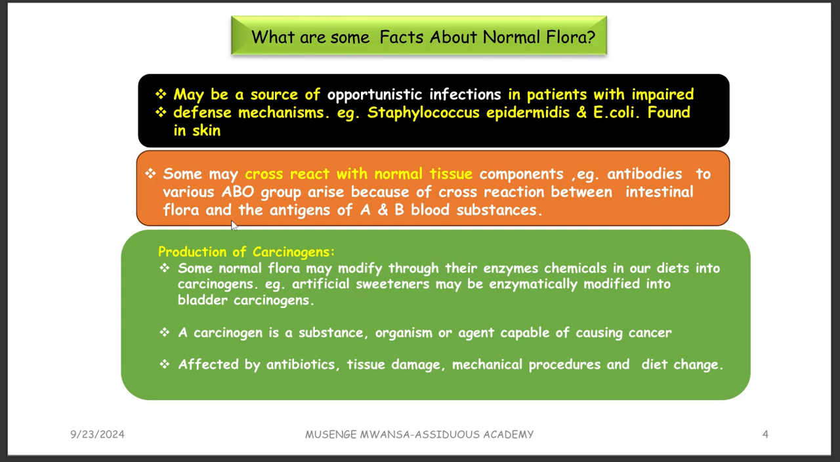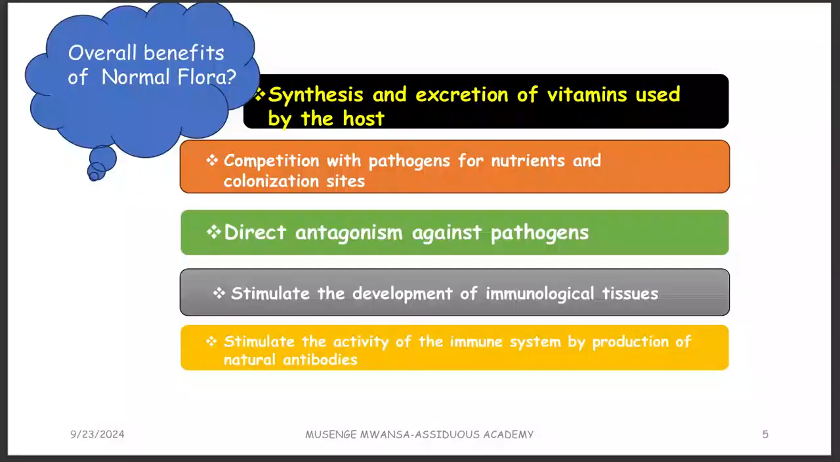This normal flora can as well produce carcinogens. So they may modify through their enzymes chemicals in our diets into carcinogens, e.g., artificial sweeteners may be enzymatically modified into bladder carcinogens. A carcinogen is a substance, organism, or agent capable of causing cancer. Affected by antibiotics, tissue damage, mechanical procedure, and diet changes. So these factors can transform the bacteria into a carcinogen, and then it can cause cancer.